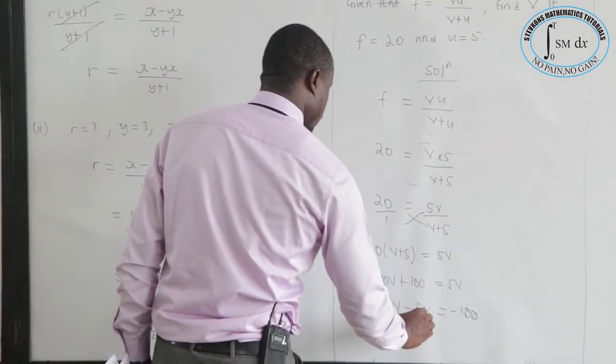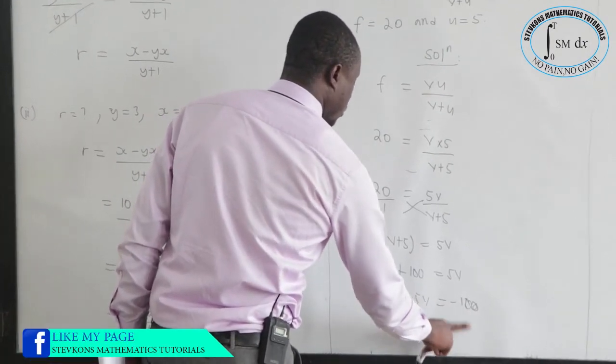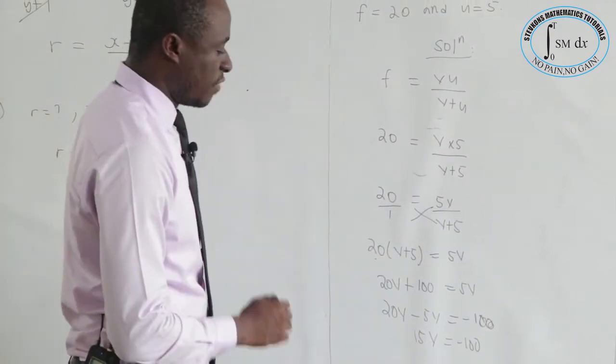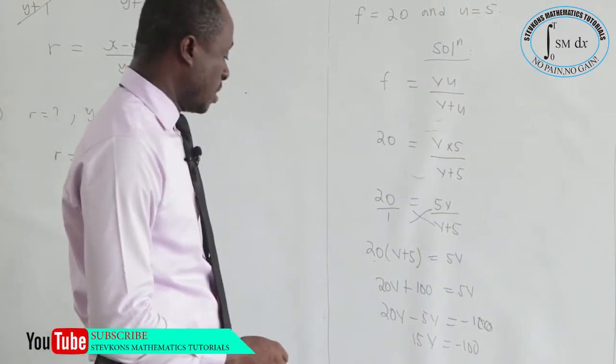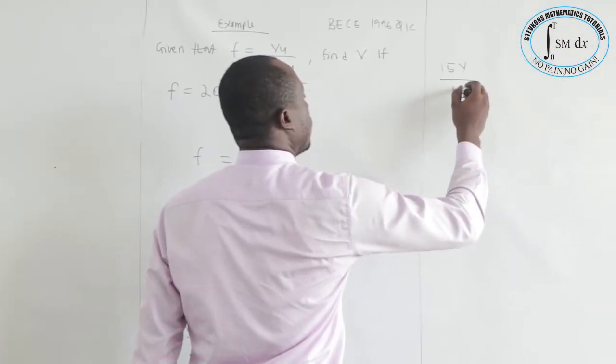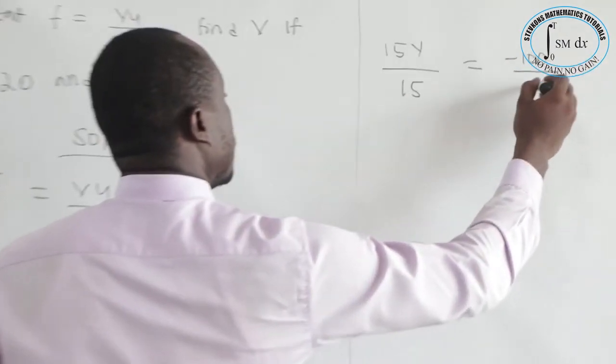That is 15V equal to negative 20. That is negative 100. I want to find V. So what should I do? I have to divide both sides by what is multiplying it, which is 15. So I have 15V over 15 equal to negative 100 over 15.